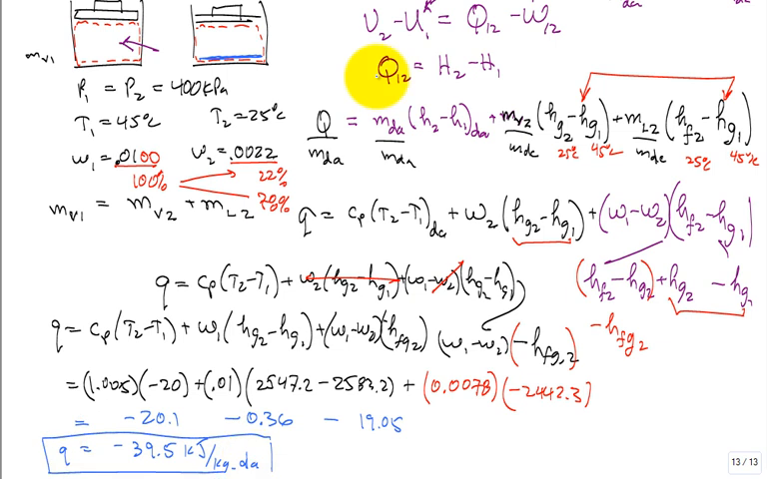Again, you can look at these percentages. This is around 48%. This is 0.9%, right under 1%, and this is about 51%. So a lot of the heat transfer is associated with condensing that vapor. Half of it, 48% is.